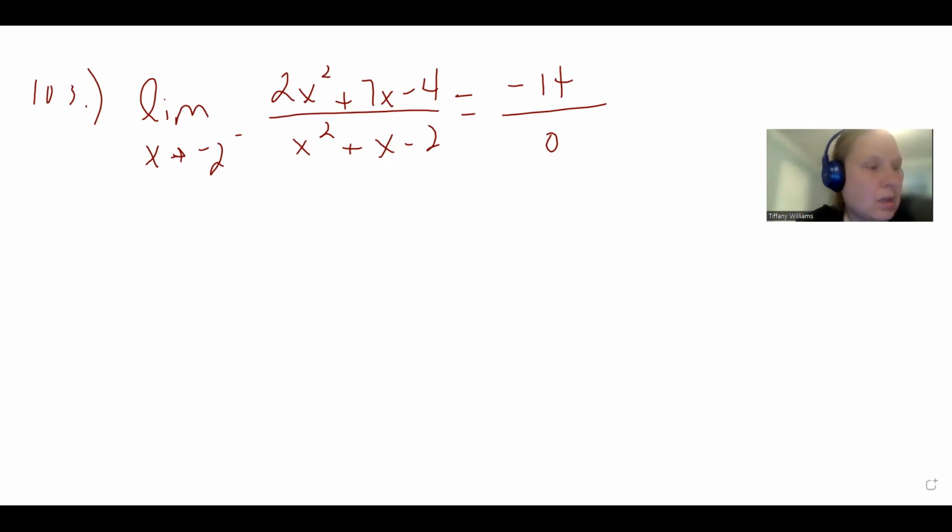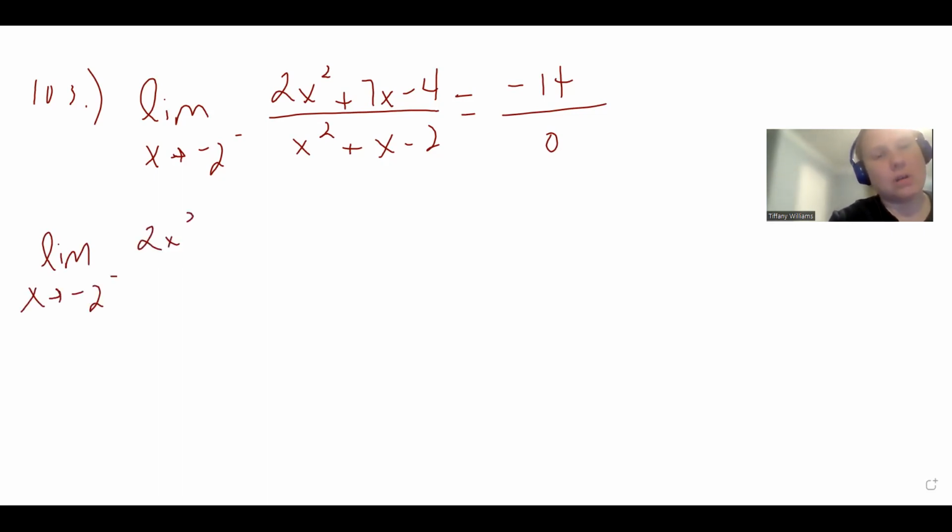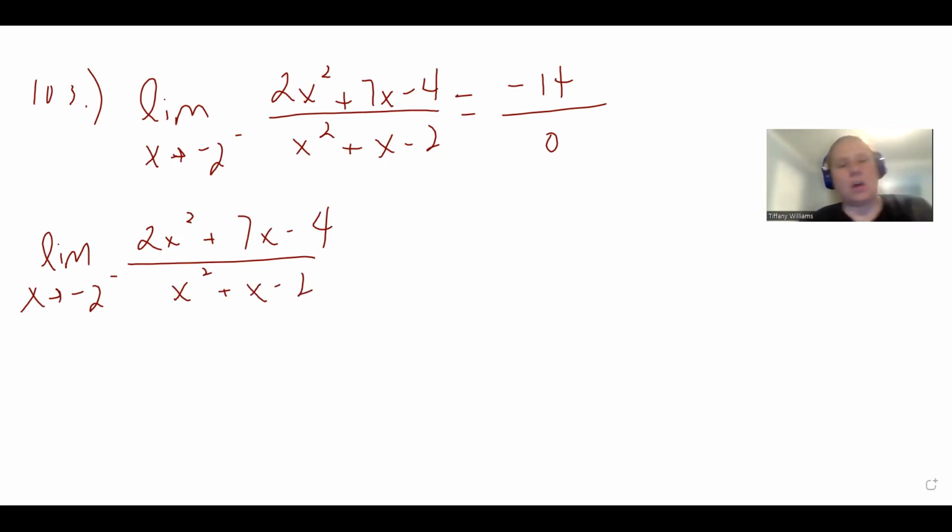So let's go back and see what we can do with this. So we've got the limit as x approaches -2 from the left of 2x squared plus 7x minus 4 over x squared plus x minus 2. We kind of looked at something very similar to this in the video before the previous one. I've got a polynomial here, and I'm pretty sure this polynomial is going to be factorable. So I'm going to go through and factor the top and the bottom.